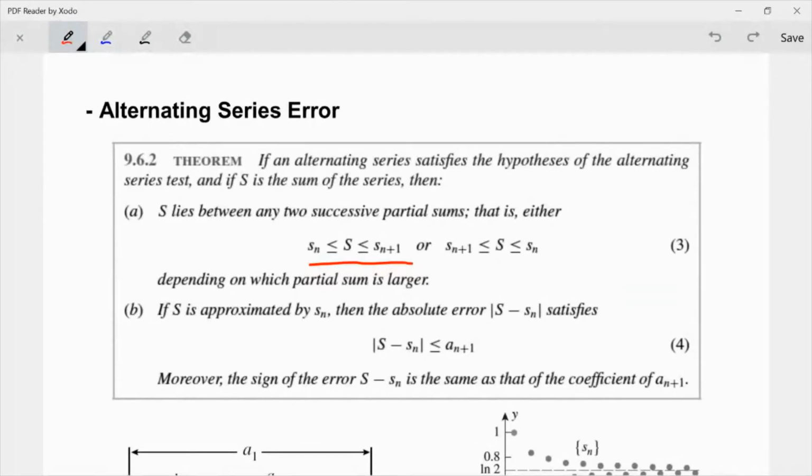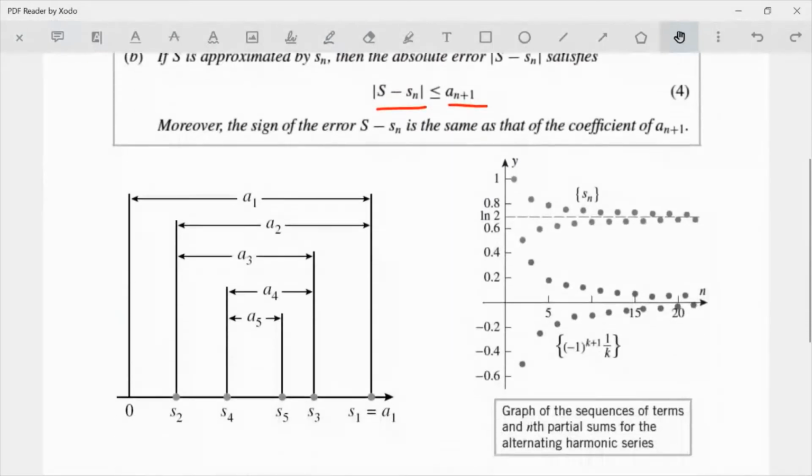So typically we only look at this from an upper bound perspective, and the idea is if I look at the size of the next term, that tells me how far off my series approximation is from the actual sum of the series. I know it has to be less than the size of the next term. So let's talk about why that's the case.